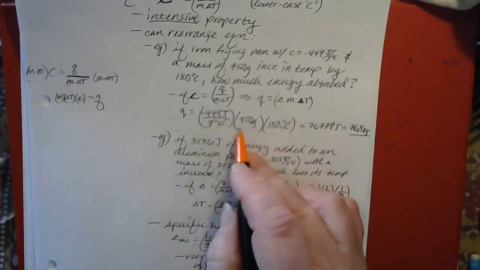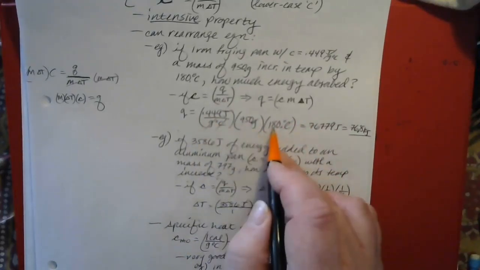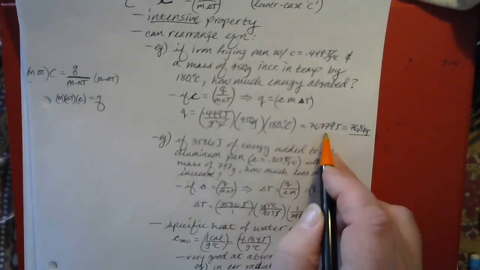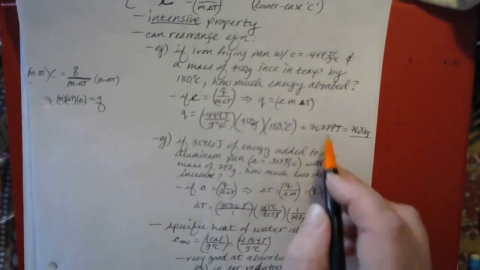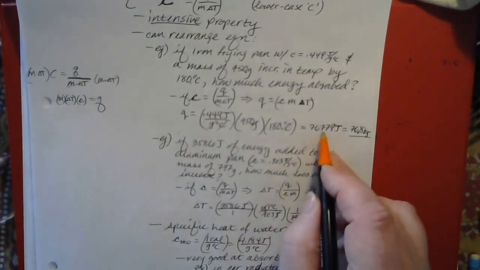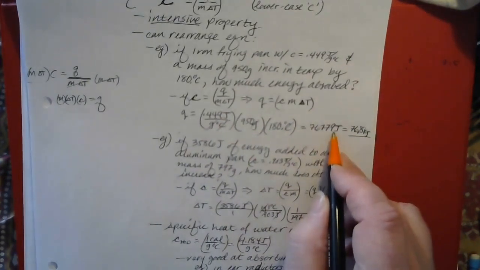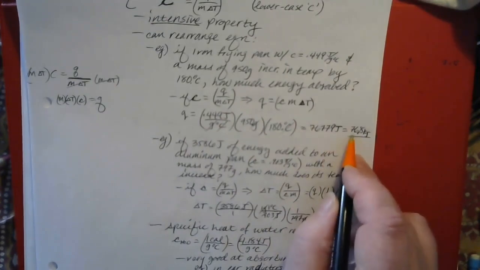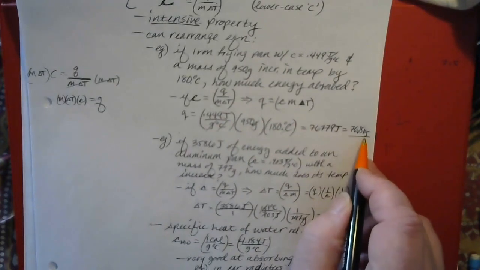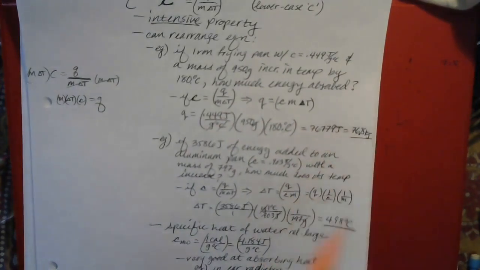So 0.449 times 950 times 180 is 76,779 joules. You could write that as 76,800 joules with no decimal point. That would be three significant figures, but I chose to make it 76.8 kilojoules because that looks nicer.